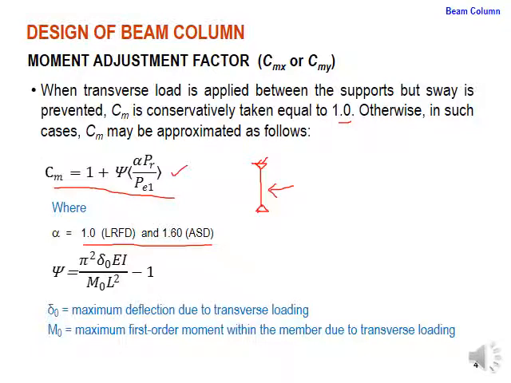And how the psi is going to be calculated, that is by pi square delta nod EI over M nod L square minus 1. So delta nod is the maximum deflection due to transverse loading, and M nod is the maximum first order moment within the member due to transverse loading. Those will be your given data, and you can input them and get your answer for the psi. And this psi needs to be input in this equation, alpha Pr over Pe1. Pe1 is the elastic critical buckling load due to the first order effect. All of the values will be given, and you can calculate it very easily by using the Euler critical buckling load formula.